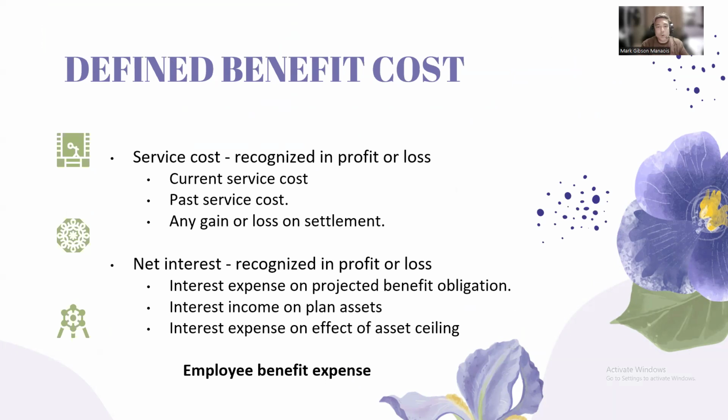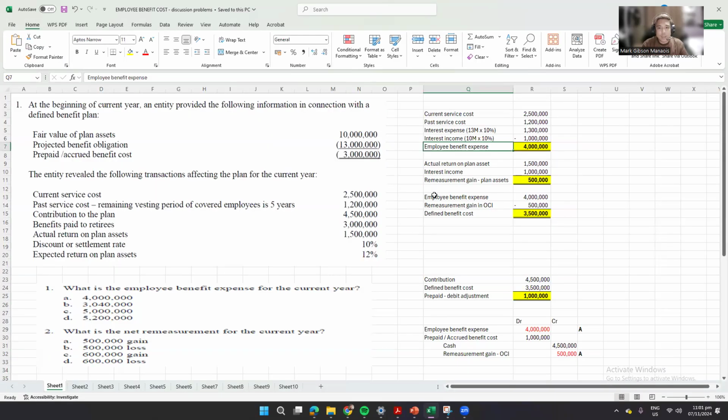So now, we're going to apply it in problem 1. Ang gagawin natin, we'll introduce a template. So again, for employee benefit expense, sabi natin, we have to include our current service costs, our past service costs, and the interest element. So interest expense, less the interest income, so that we can compute for the total employee benefit expense. So pag-usapan muna natin yung template.